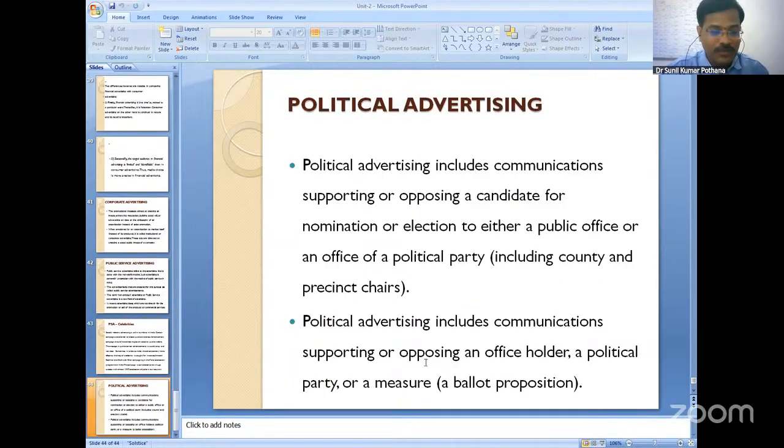Another important point is political advertising. Political advertising includes communication supporting or opposing a candidate for a nomination or election to either a public office or an office of a political party, including the county and precinct chairs. It also includes communication supporting or opposing an office holder, a particular party, or a measure, a ballot proposition.